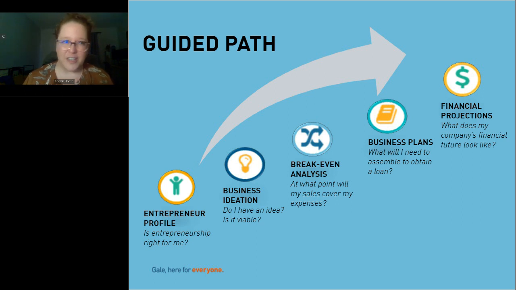Business ideation, the next step, asks entrepreneurs to flesh out their product or service idea and to consider it from several different standpoints. What makes it unique? Who are their competitors? Where are their customers? And so on. The third step is to do the break-even analysis to help the patron determine whether their product or service will turn a profit. And if so, at what point can they expect that to happen?